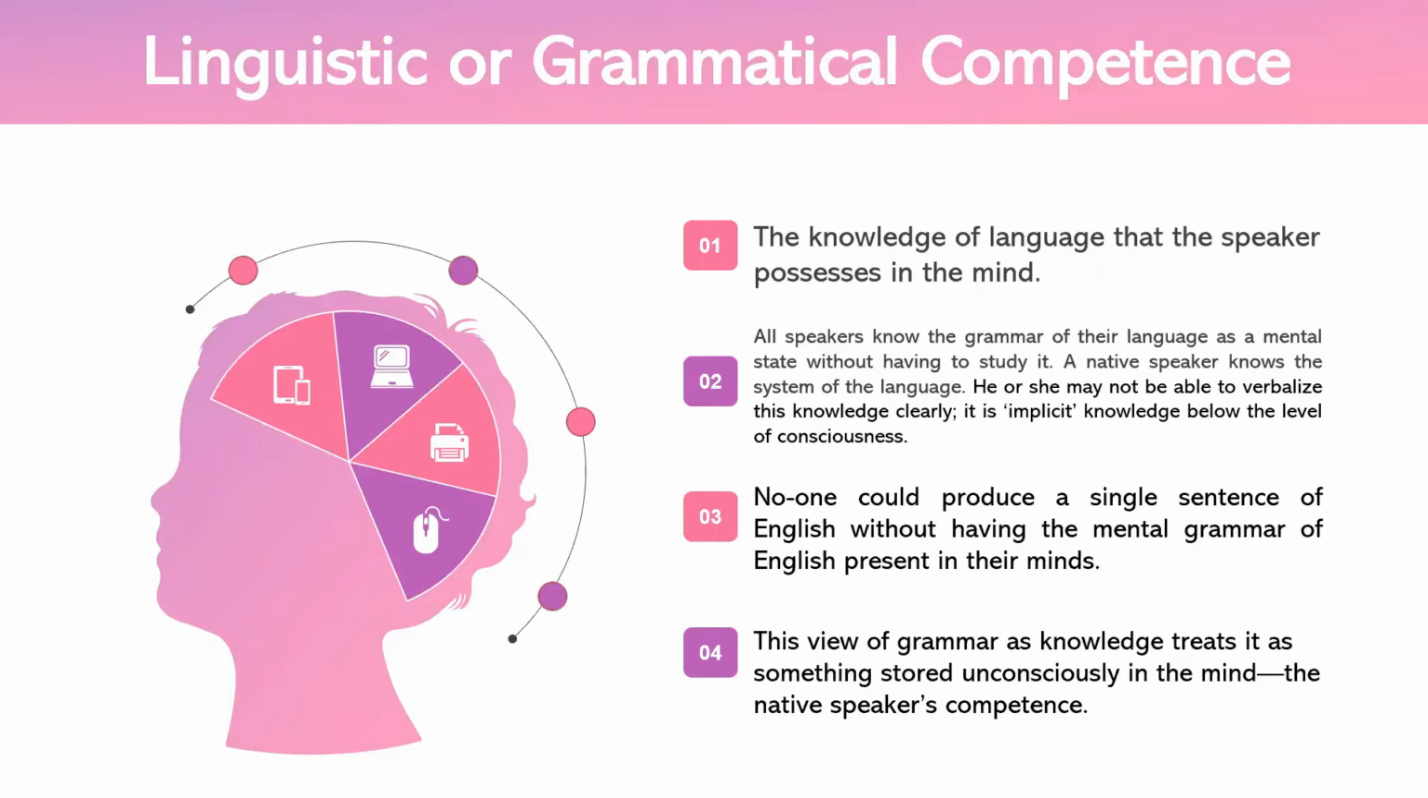Nevertheless, no one could produce a single sentence of English without having the mental grammar of English present in their minds. If we ask someone how to make a ribbon, everyone knows how to make a ribbon, but is unable to describe the actions, right? There is one type of knowledge in our minds which we can talk about consciously, another which is far from conscious. We can all make ribbons or produce a sentence in our first language. Few of us can describe how we do it. This view of grammar as knowledge treats it as something stored unconsciously in the mind, the native speaker's competence.